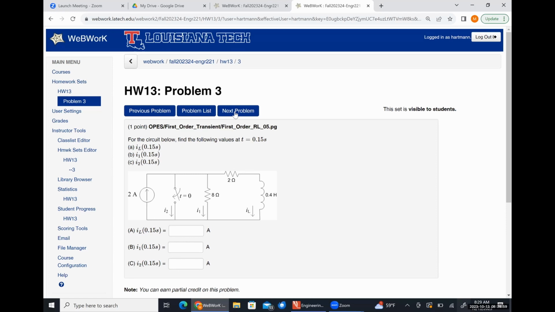So the short answer is, if sources are left in, treat it as a total response problem. If sources are taken out, it's a natural response problem. If you're not sure, treat it as a total response problem.